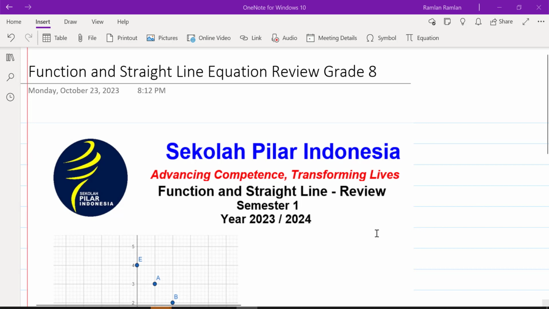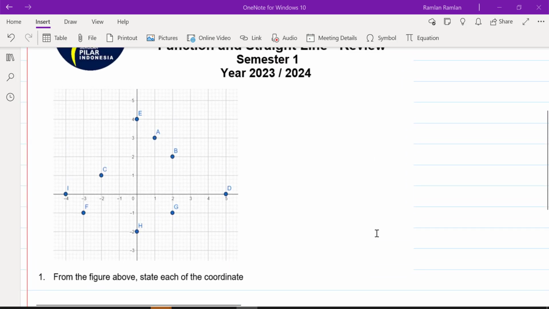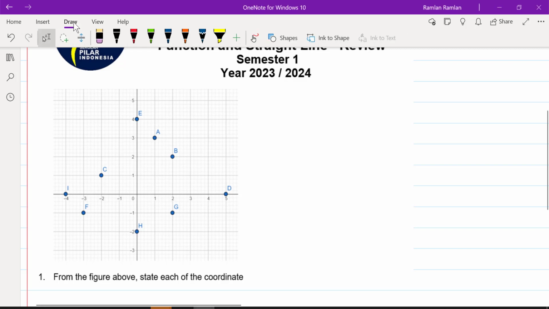Okay, so in question number 1, you see a Cartesian plane, and the question is from this figure, state each of the coordinates. Remember that when you want to write down the coordinates, you need to use brackets and also state the name of the point.